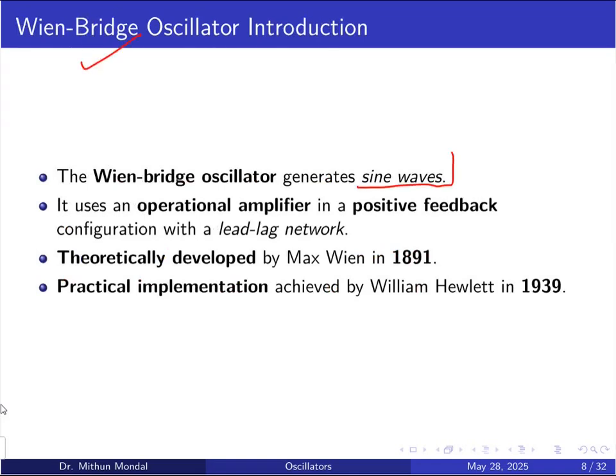It will be generating the sine wave and it uses an operational amplifier in a positive feedback configuration with a lead lag network. Theoretically, this oscillator was developed by Max Wien in 1891 and then it was implemented practically, which was achieved by William Hewlett in 1939.